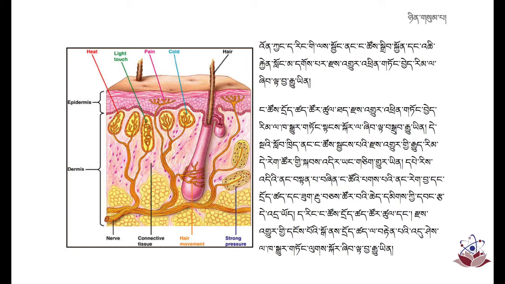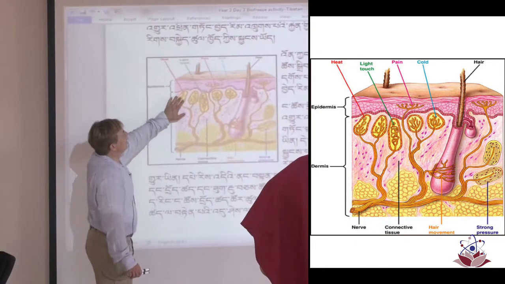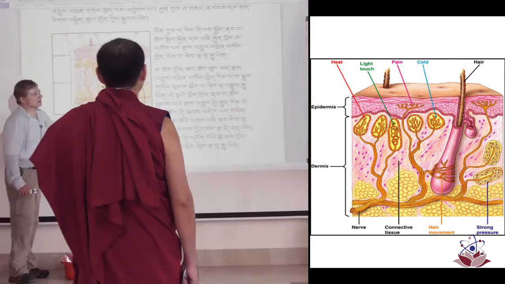But let's look at the beginning of the terminals. Here at the nerve endings, these are the receptor endings.